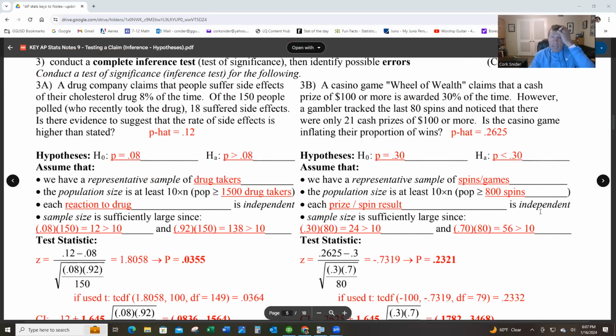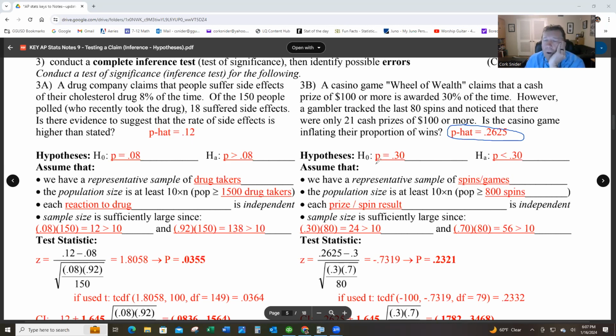Okay, casino game, Wheel of Wrath claims that the cash prize of $100 or more is awarded 30% of the time. However, a gambler tracked the last 80 spins and noticed there was only 21 cash prizes of that. It's a casino game inflating their proportion of wins. All right, so the statistic came in at 0.2625. That's really pretty close to 30%. I don't think we're going to get enough proof here because that's pretty close to 30%.